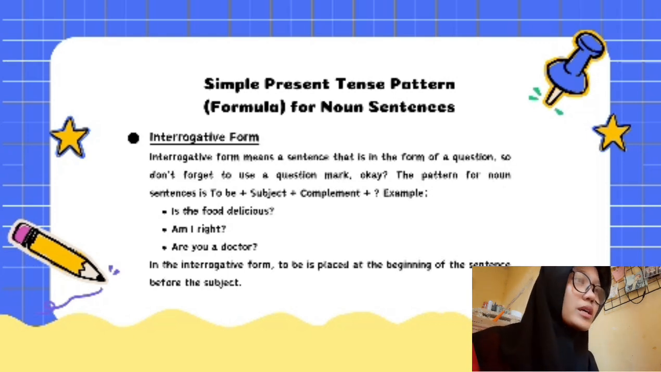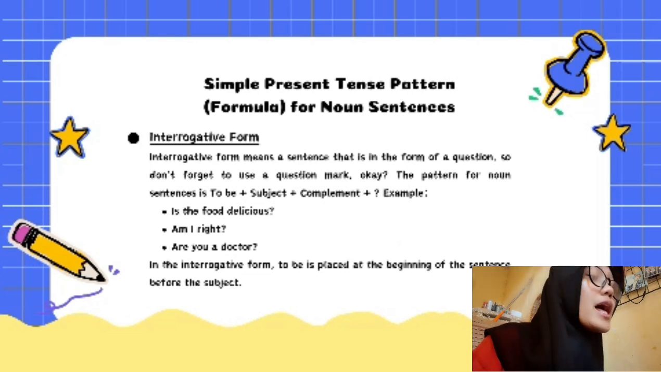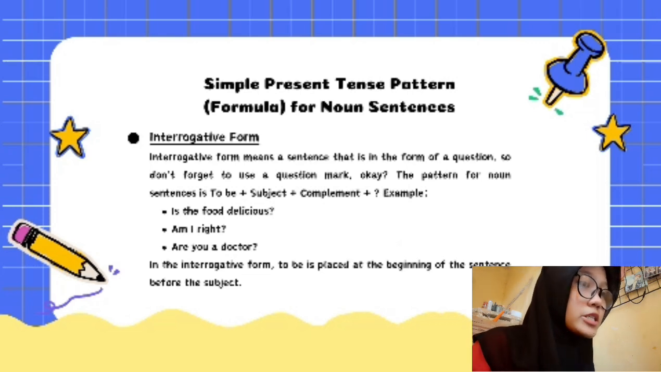Next, interrogative form. Interrogative form means a sentence that is in the form of a question. So don't forget to use a question mark, okay? The pattern for noun sentences is to be plus subject plus complement plus question mark. Example, is the food delicious? Am I right? Are you a doctor? And in the interrogative form, to be is placed at the beginning of the sentence before the subject.